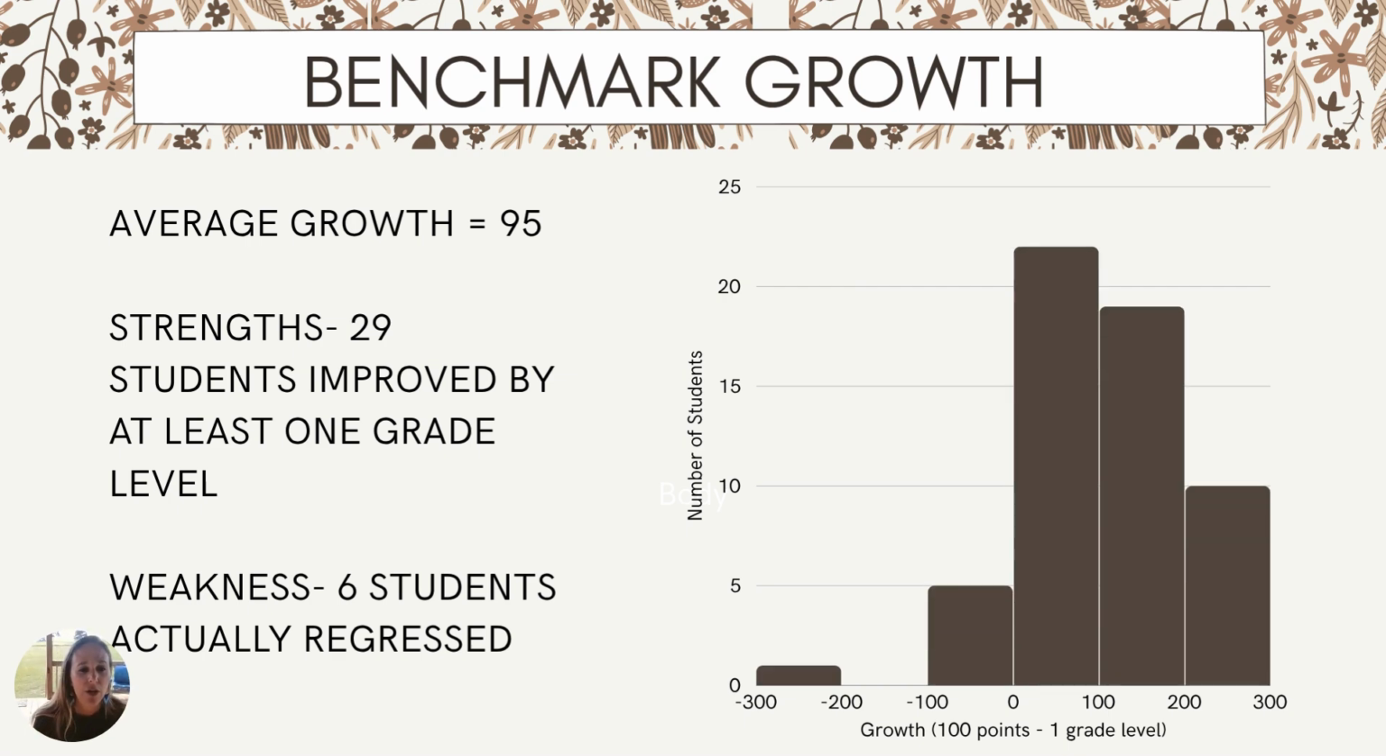not their specific score. So same thing with this benchmark growth. I really wanted to look at, did they grow 1 or 2 grade levels? Did they grow 2 or 3 grade levels? And so you can see about 10 students grew between 2 and 3 grade levels. 200 and 300 points would be 2 and 3 grade levels. So we did have 29 students improving by at least one grade level, which is significant benchmark growth.